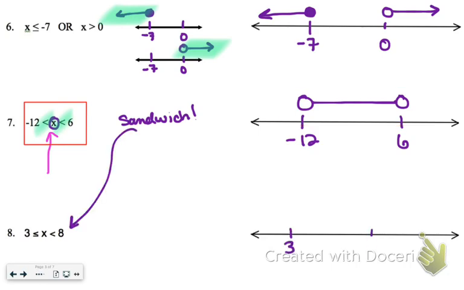Our next one, we also have the sandwich idea because x is in between 3 and 8, so we need points at 3 and 8. We need a closed circle at 3 because of the inequality closest to 3, and an open circle at 8 because of the inequality closest to the 8. Again, x is in between 3 and 8, so our line needs to connect 3 and 8. All those numbers on the line are considered solutions.